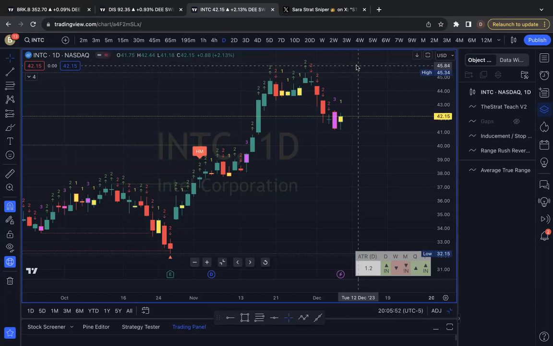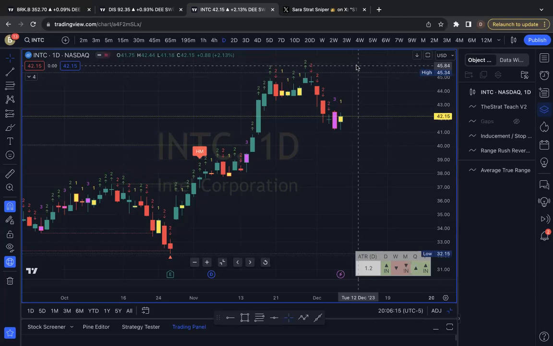So what the strat is, it was a strategy that was formulated by Rob Smith. He actually passed away this year. He got ill and passed away. But its basis is we have three scenarios, which I'm going to get into, and we also have three truths that we go by.